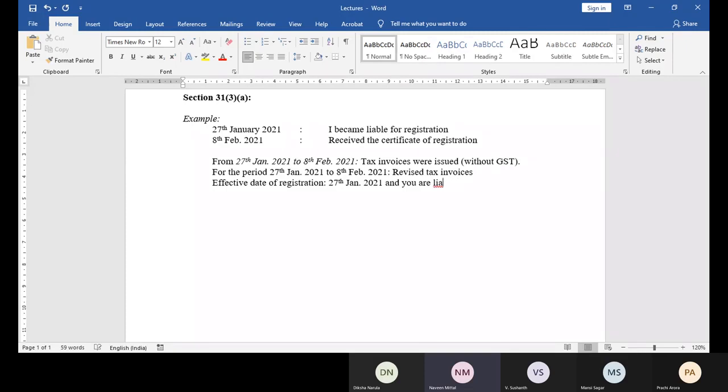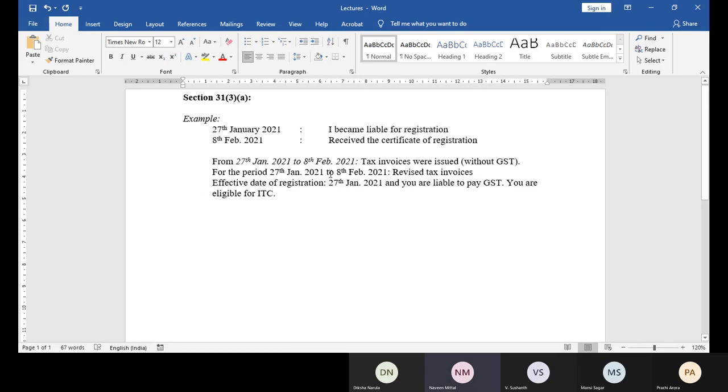You are liable to pay GST from this date. Since you are liable to pay GST on this date, by default you are eligible for ITC also. You are eligible for input tax credit. But how can you claim input tax credit without having proper records?